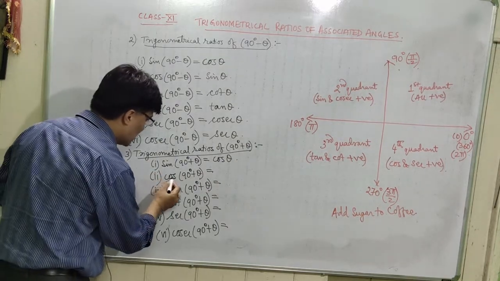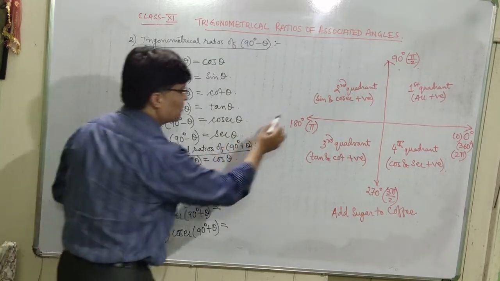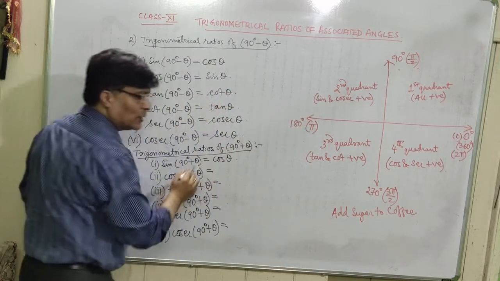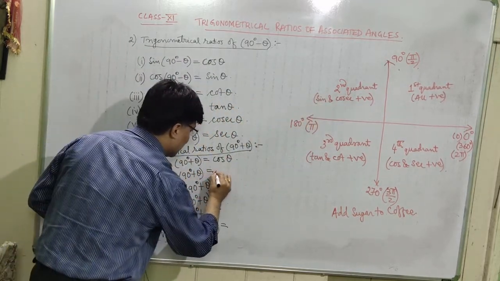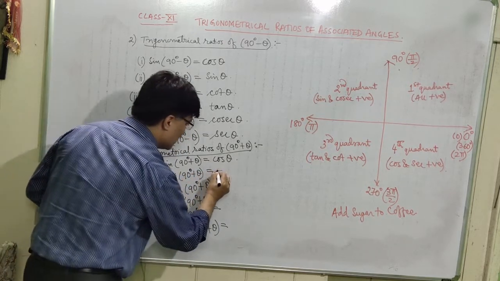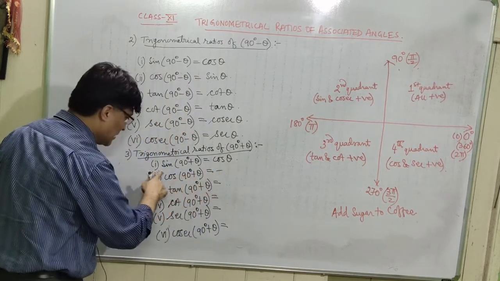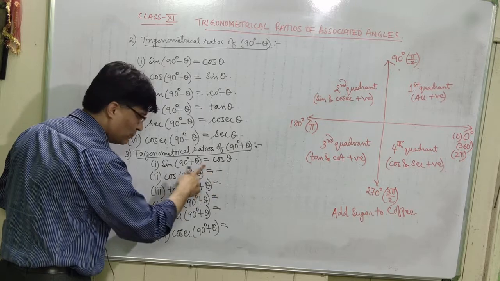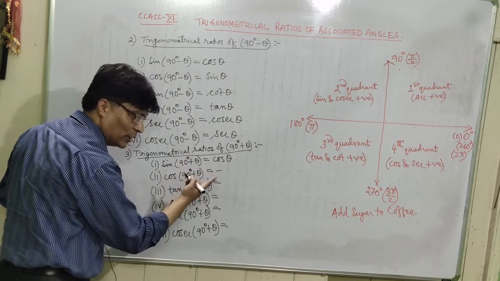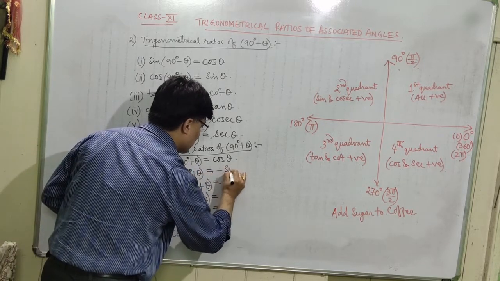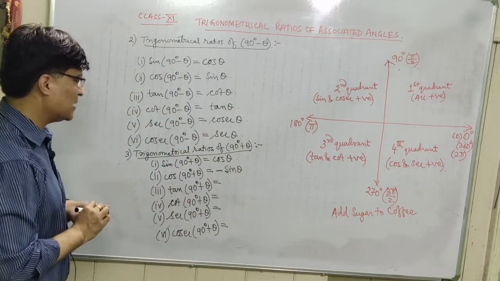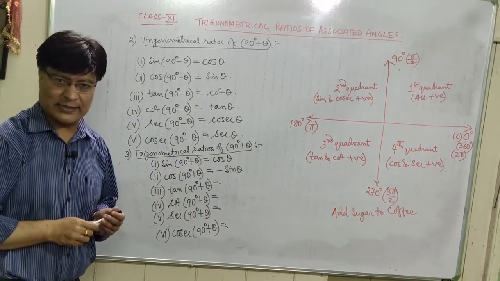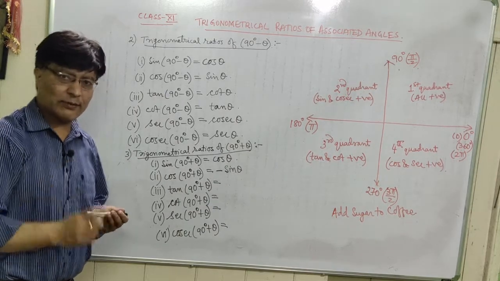Next, what's about cos 90 plus theta? 90 plus theta lies in the second quadrant. In the second quadrant, only sine and cosec are positive, but cos is negative, minus. Is that clear? This is minus, and cos changes to sine because this is 90 into 1 odd multiple. So it is minus sine theta. So the formula for cos 90 plus theta is minus sine theta. So I think you have understood it.